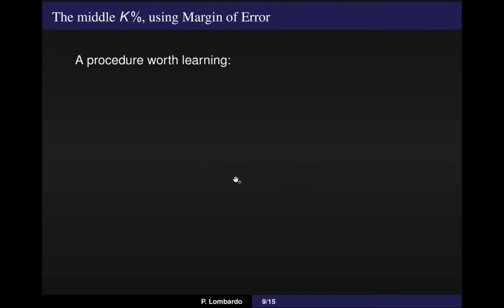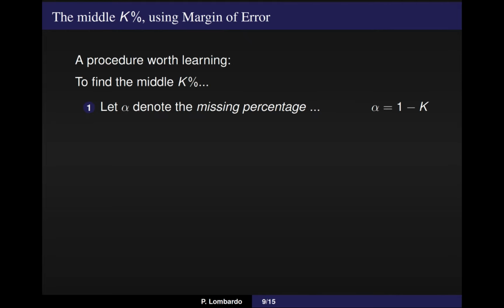Okay? So here's a procedure that I recommend maybe you put on some flashcards and start learning, because again, it's going to match up very closely with our confidence interval procedure that we work with later in the course. So to find the middle k% of a normal distribution, we define alpha to be the missing percentage. So k is the amount in the middle. Alpha will be the amount in the tails. So if k is represented as a decimal, alpha is really just 1 minus k.